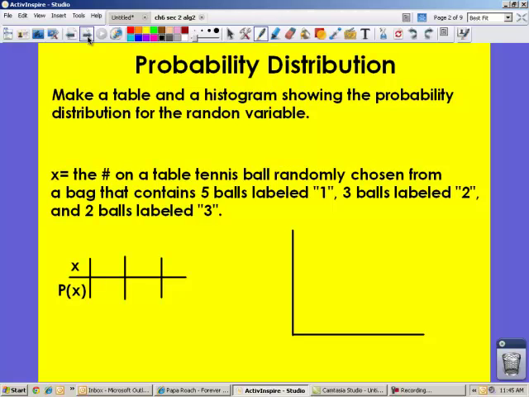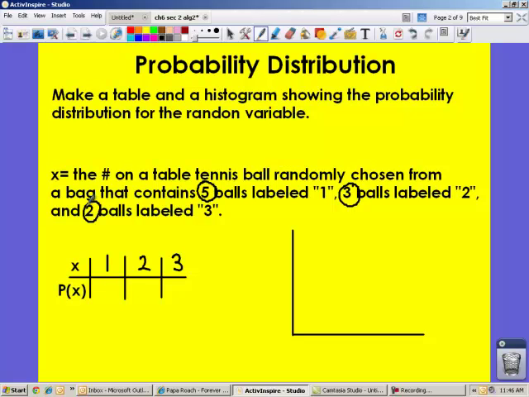So in order to find the probability of each one, we need to set up a table. So we could say that x equals the number of the balls chosen. So we have a ball labeled 1, a ball labeled 2, and a ball labeled 3. Kind of like the lottery. And the total amount of balls that we have altogether in this bag is 5 plus 3 plus 2, which would be 10.